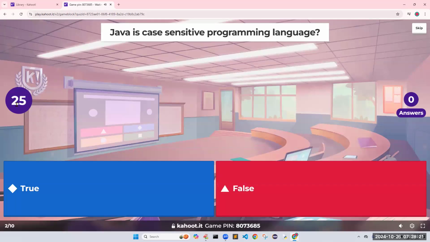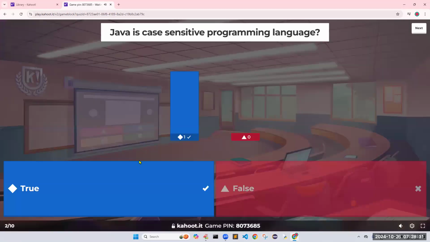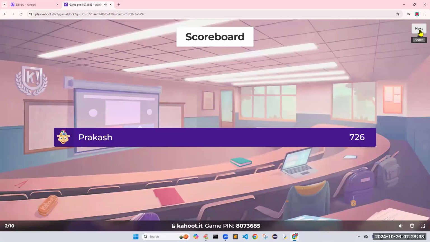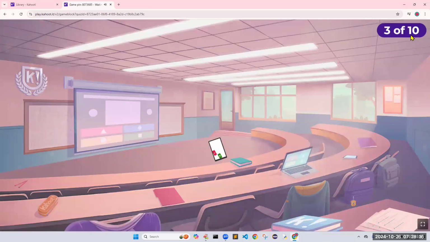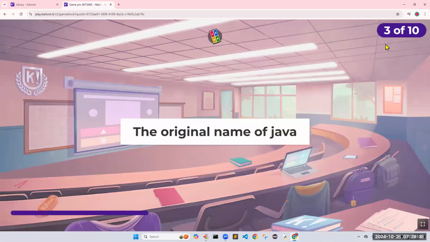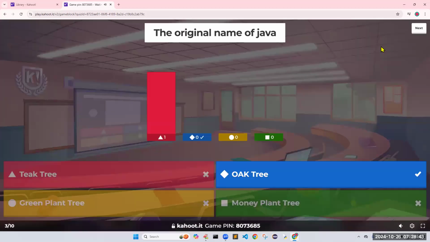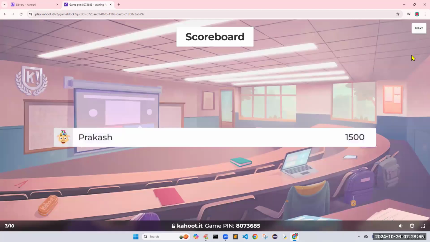Like I am navigating the questions, so you have to select the correct answers. For time duration, you can see for true or false questions, 20 or 30 seconds will be there. Java is a case sensitive programming language. Yes, true. So like that on every topic. For example, what is the original name of Java? Just I am taking a wrong answer. You can see the correct answer is OAK tree, but the answer which I selected is teak tree. Like that, we are going to have quizzes also.